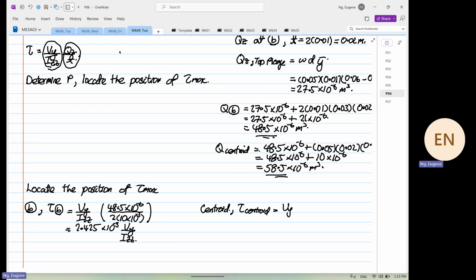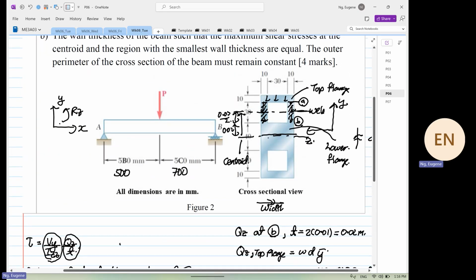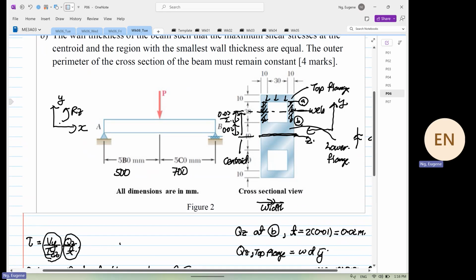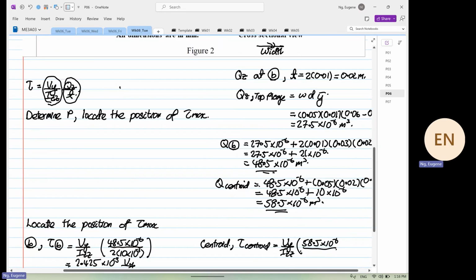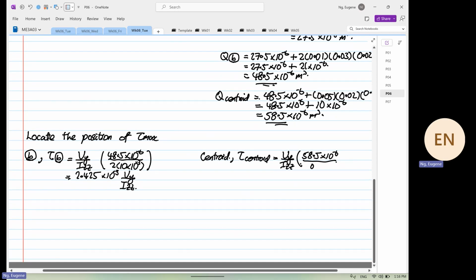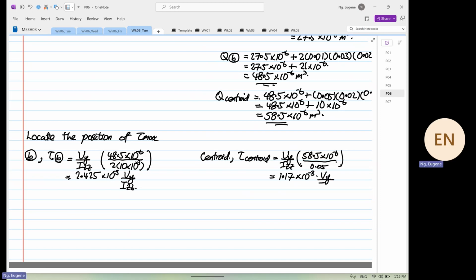so this is equal to Vy over Izz. Now you have what? Can you see the first moment of area is the what? Is the biggest. Yes or no? Now, however, what happened to the thickness? The thickness is also the what? The biggest. Okay, so now this is equal to 0.05. So from here, 58.5 times 10 to the power minus 6 divided by 0.05 is equal to 1.17 times 10 to the power minus 3 Vy over what?